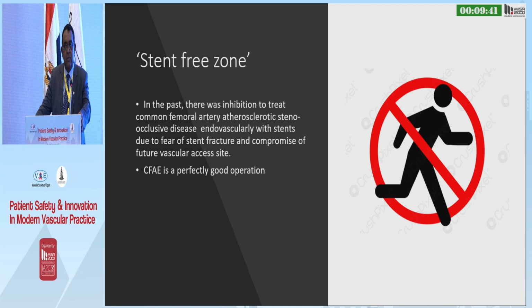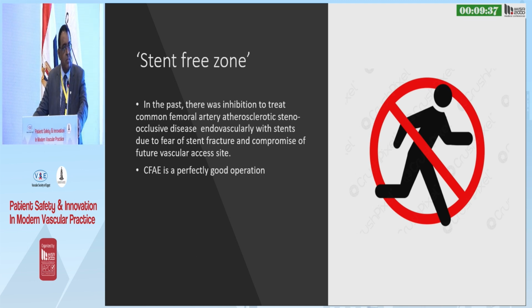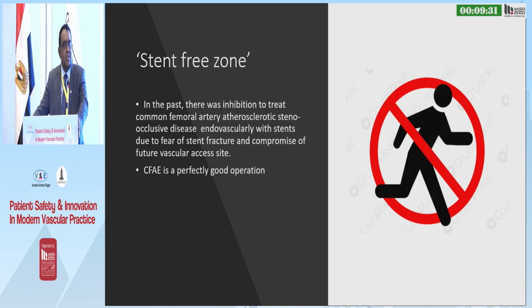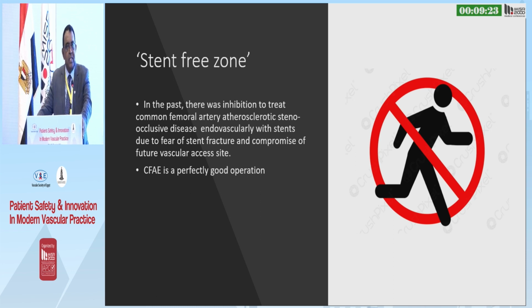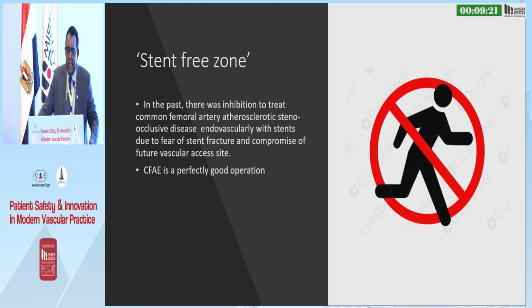I've been asked to talk about the common femoral endarterectomy versus endovascular options for the common femoral artery. The older members of the audience will probably say this has long been a stent-free zone. Why are we talking about this? And why have people been very reluctant to be stenting or treating in this area? It's because we think stents are more likely to fracture. Whether that's true or not, we can debate.